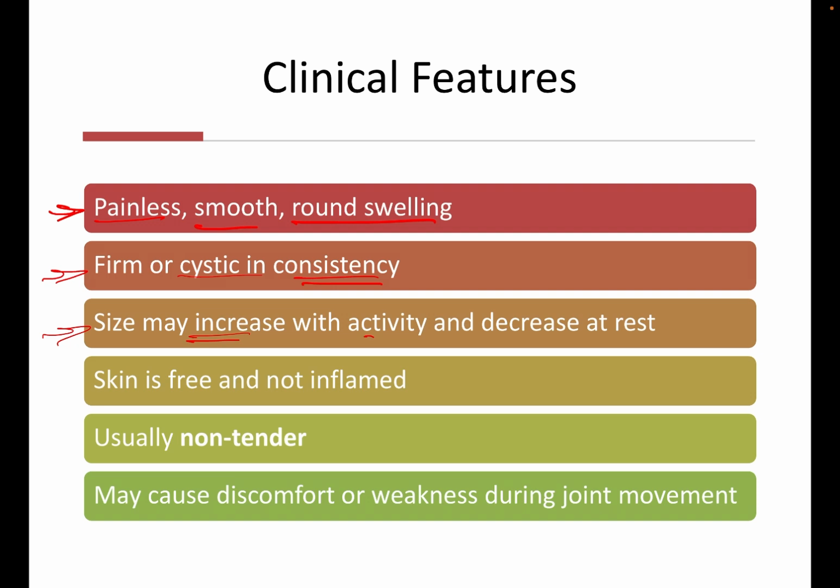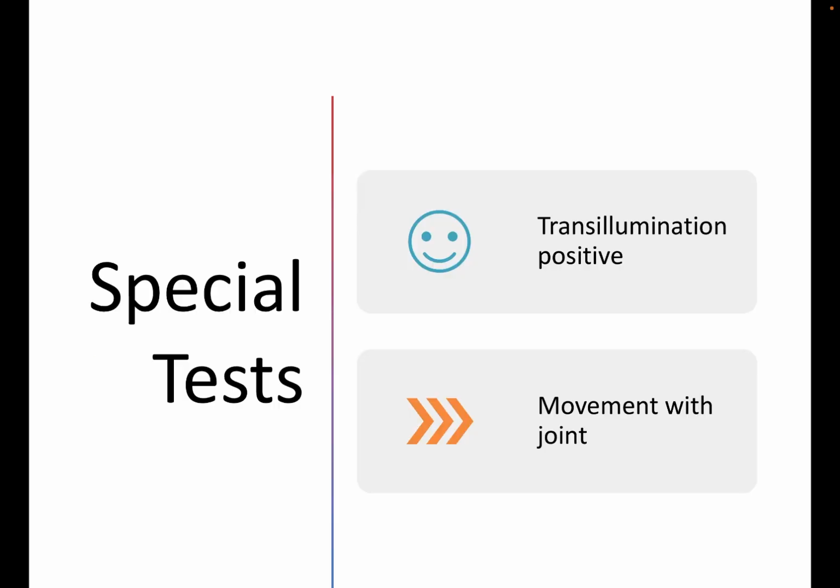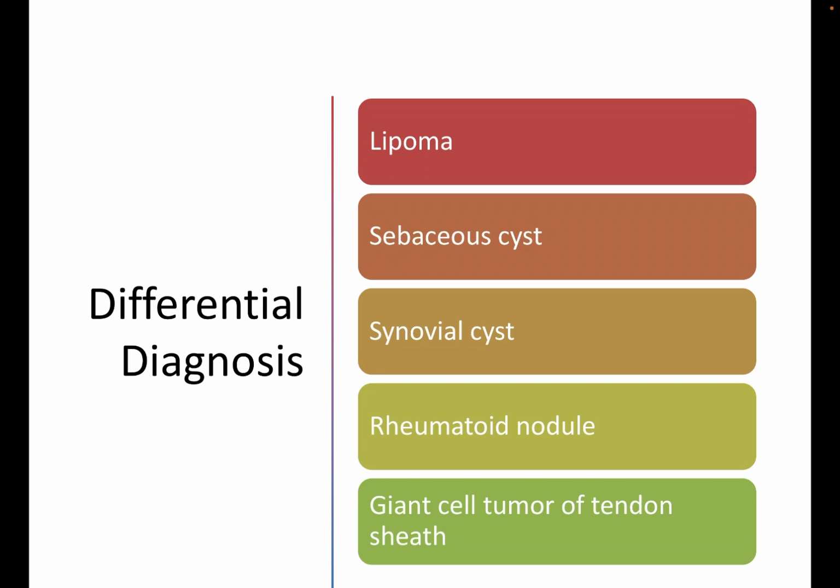The clinical features include a painless, smooth, round swelling, firm or cystic in consistency. Size may increase with activity and decrease at rest. Skin is free and not inflamed, usually non-tender, and may cause discomfort or weakness during joint movement. It is a well-defined swelling near a joint and does not move independently of the joint. Transillumination test is positive. Usually no neurovascular compromise will be there. The special tests include the transillumination test and movement with the joint.